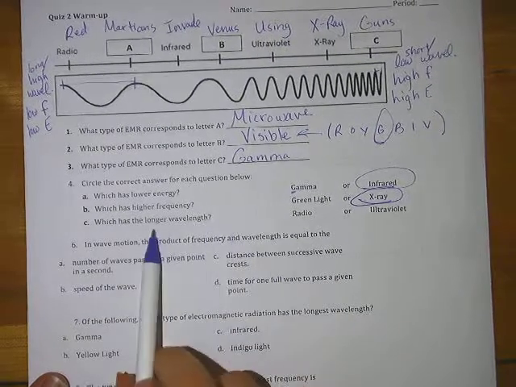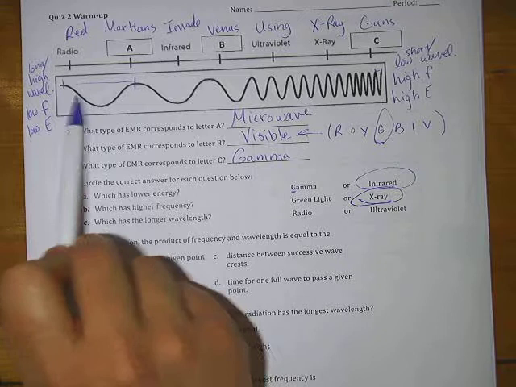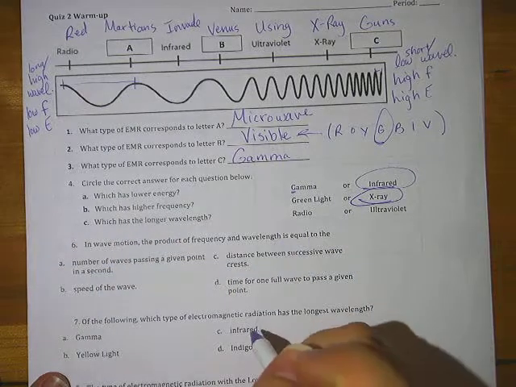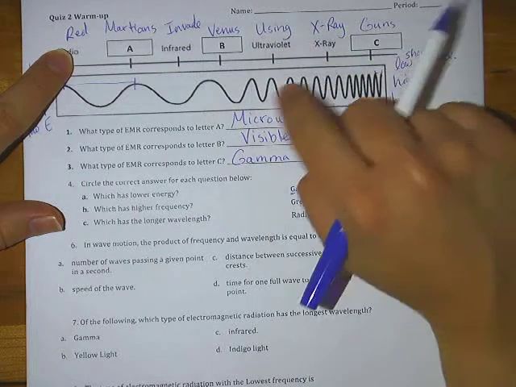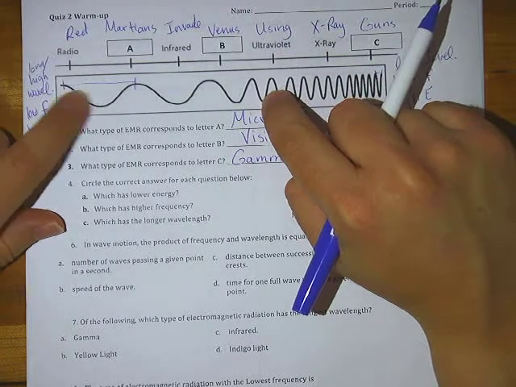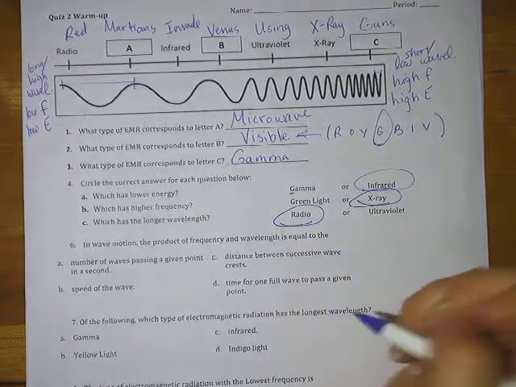And then longer wavelength, again, that's going to be on the left side. And again, you can see that in the picture. Radio versus ultraviolet. Ultraviolet, these waves are a lot shorter than the waves over on this radio side, so radio is going to be your longer wavelength.